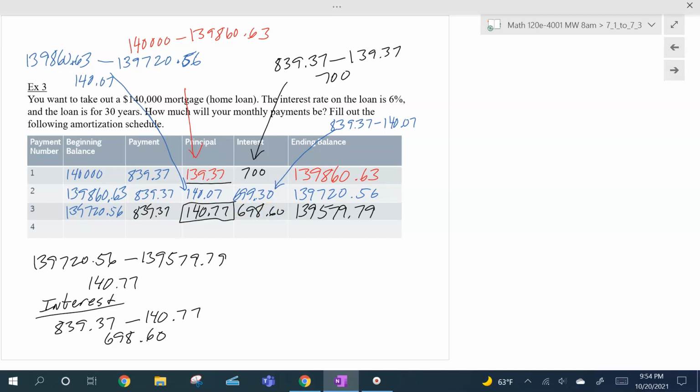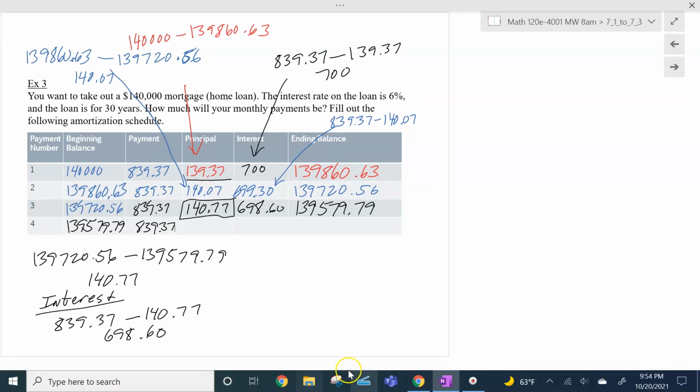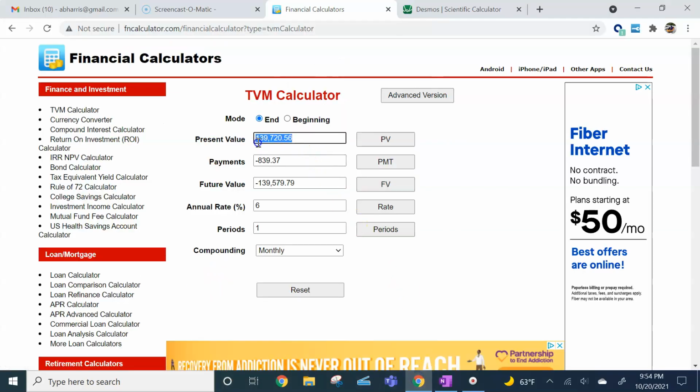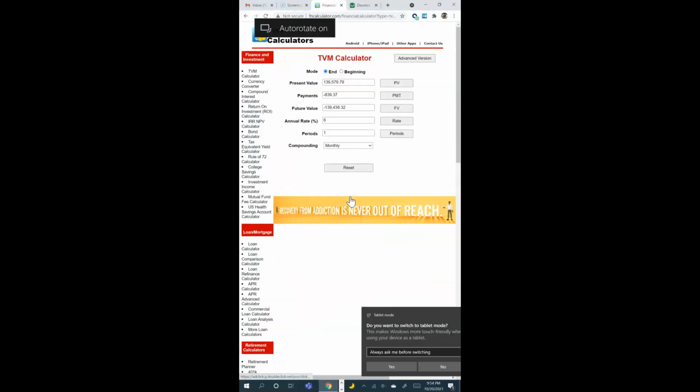Okay, and then you repeat it again. So you're like, okay, at the beginning of this month, I owe $139,579.79. I'm going to make an $839.37 payment. What would I owe after making the payment? I'm going to solve for that future value: $139,438.32.